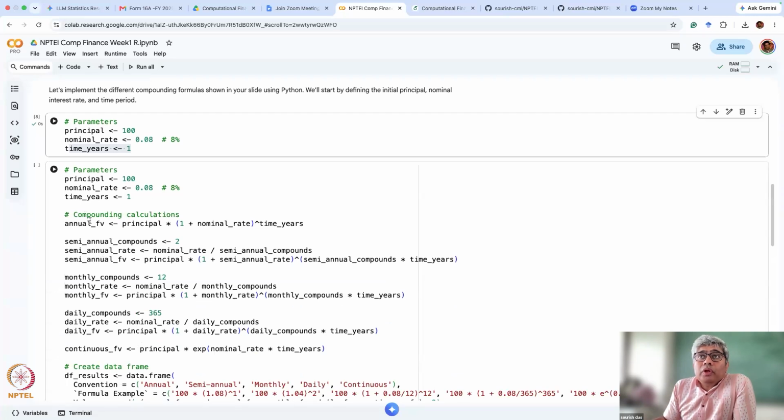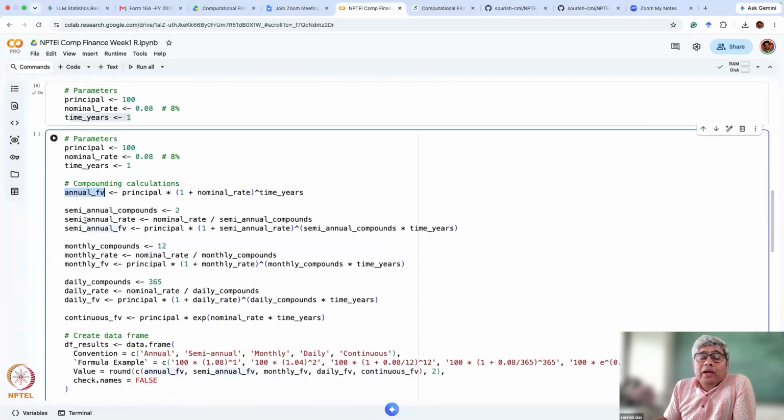Then what I have done is calculate the annual conversion rate: principal times 1 plus nominal rate to the power of time in years. In semi-annual compounding, I have two compounding periods. The semi-annual rate is the nominal rate divided by the number of semi-annual compounding periods. Then the principal times 1 plus the semi-annual rate, to the power of semi-annual compounding times time in years. You have to be careful.